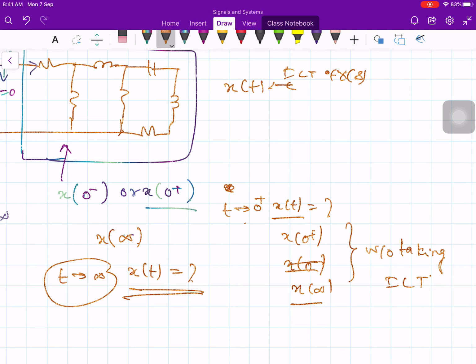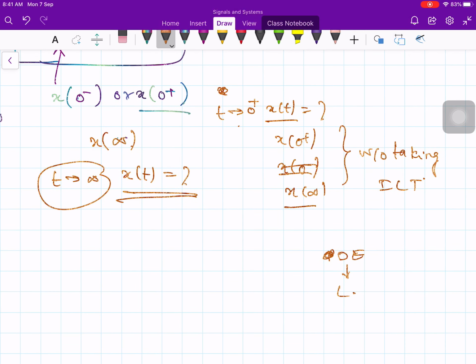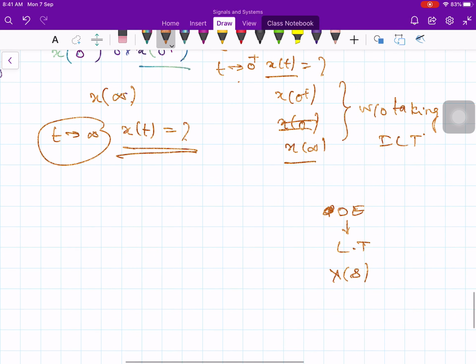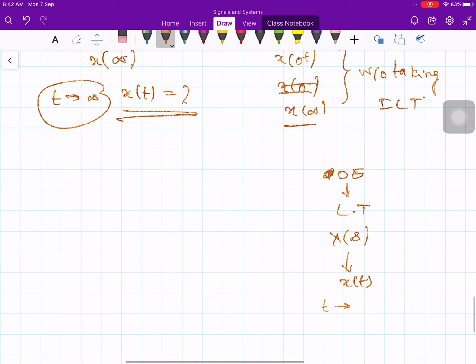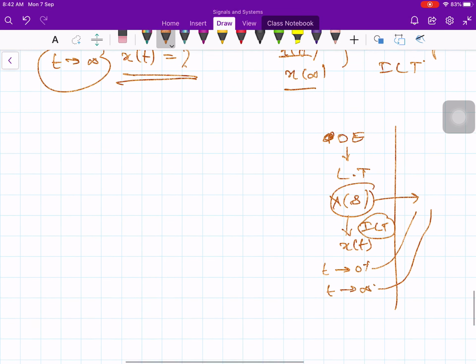So, in that case you need to find the solution. You first form the differential equations. From this you find the Laplace transform, then you get x of s, then again you take the inverse Laplace transform, then you substitute t equals 0 plus or t goes to infinity. So, this is a lengthy process. Instead of taking the inverse Laplace transform, there is a shortcut. You can find these two values, t equals 0 and t tends to infinity, directly from the x of s. No need to take the inverse Laplace transform. That is what we are going to talk about in the name of initial value theorem and final value theorem.